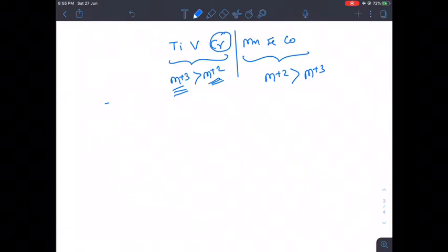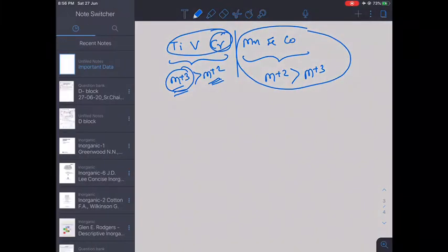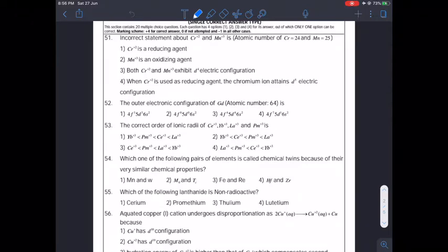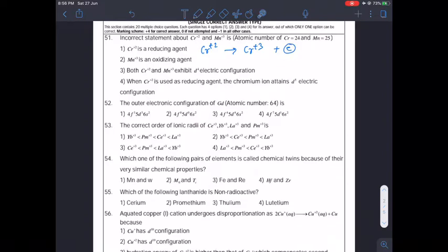Now let's read the statements. Once again keep the point that these are plus 3 more stable and these are plus 2 more stable. The first point says chromium plus 2 is a reducing agent. As you know chromium plus 3 is more stable, chromium plus 2 would like to go into plus 3 state by losing an electron. So it is increasing its oxidation number. This process is known as oxidation and it will act as a reducing agent. So chromium plus 2 is a reducing agent, that's a correct option.